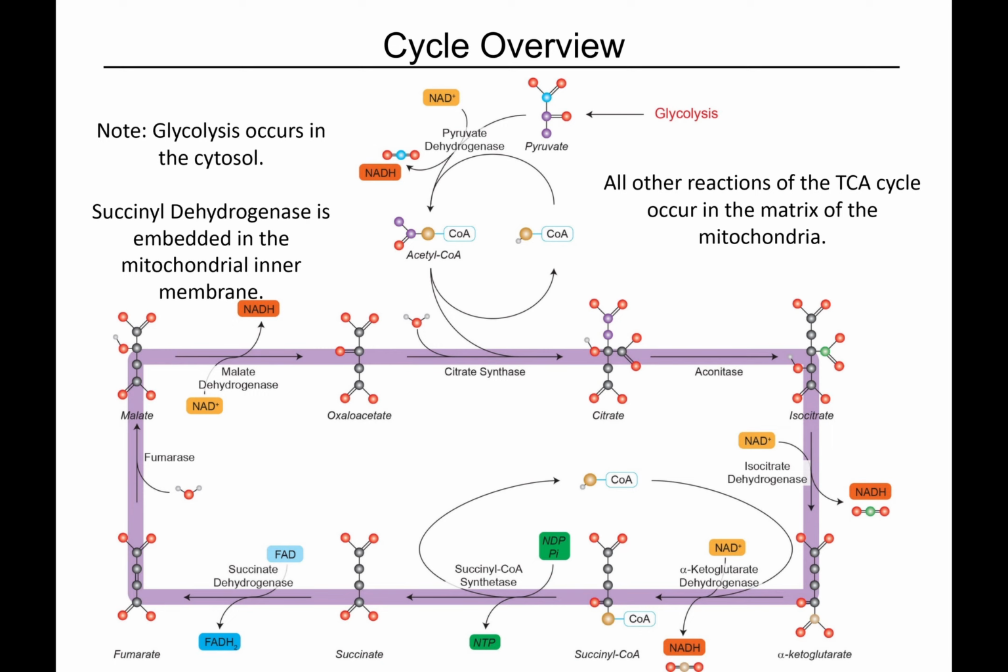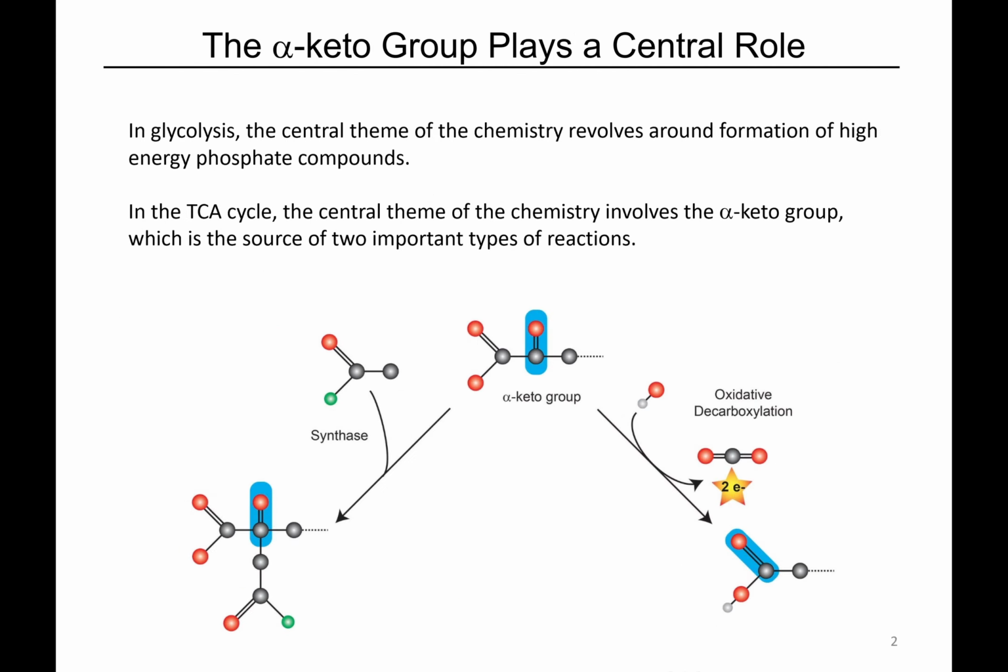Acetyl-CoA, a 2-carbon unit, then enters into the TCA cycle. And the point of the TCA cycle is then to finish oxidizing those 2 carbons. So 2 carbons come in, 2 carbons go out in the form of carbon dioxide. Okay, and I mentioned that a really important theme in the TCA cycle is focusing on the alpha keto chemistry.